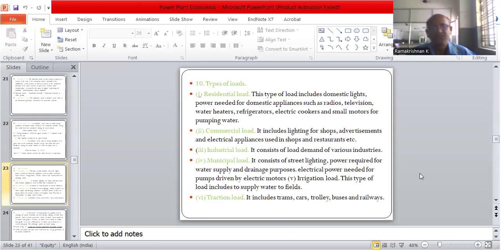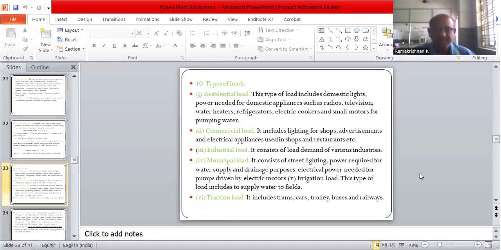Next are the types of load. Residential load: as we know, electric appliances are used in our homes, such as electric cooker, refrigerator, heater. These are the connected load, and they come under the residential load. Commercial load: commercial establishments come under this category, and then industrial load. Then municipal load: street lighting, sewage treatment, drainage purposes come under the municipal load. Traction load.